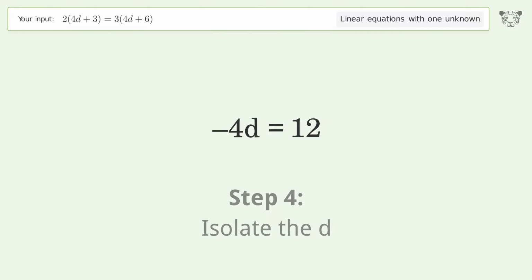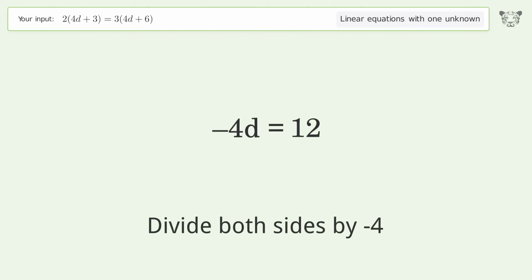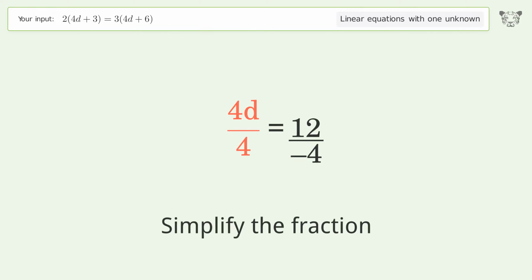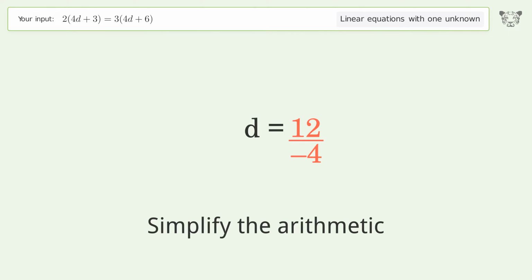Isolate the d. Divide both sides by -4. Cancel out the negatives. Simplify the fraction. Simplify the arithmetic.